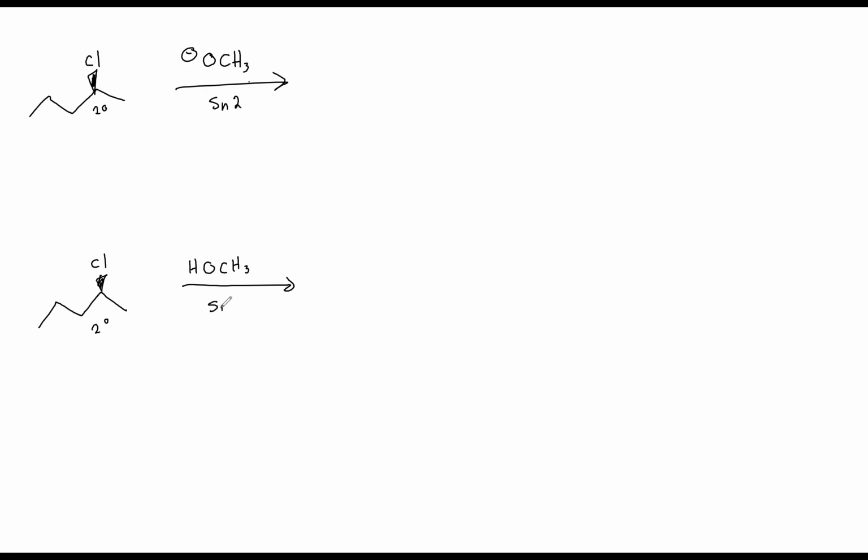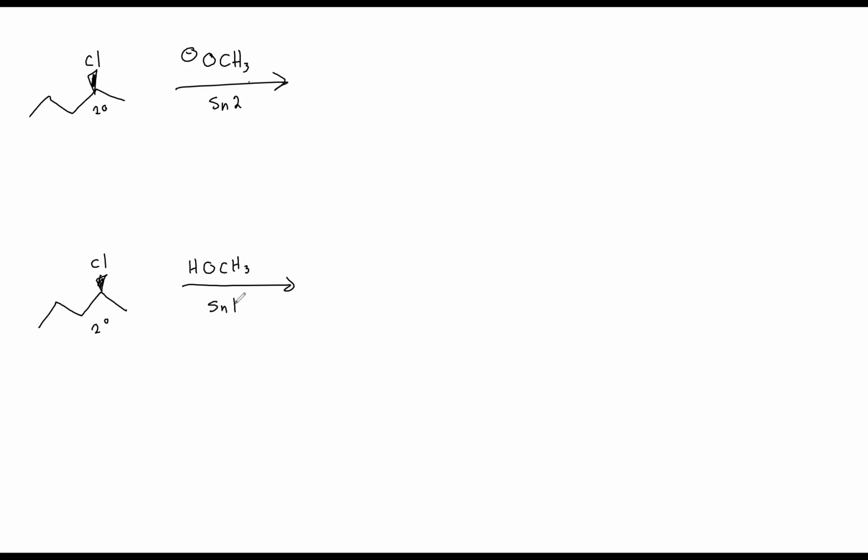Let's say that we have this guy here and this guy here. These are the same types of alkyl halides. They're both secondary. Whether they're going to be Sn1 or Sn2 depends on the nucleophile and the solvent. Right now, we're just going to focus on the nucleophile. For this top one, the nucleophile is going to be OCH3 minus. For the bottom, it's HOCH3. Obviously, this top one has the stronger nucleophile, so this is going to be an Sn2 reaction, whereas the one on the bottom is going to be Sn1.